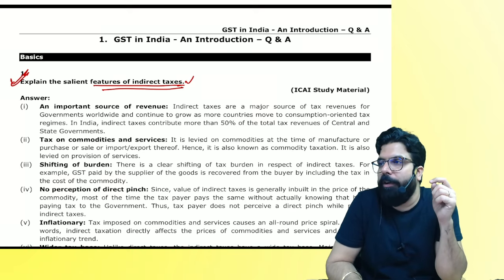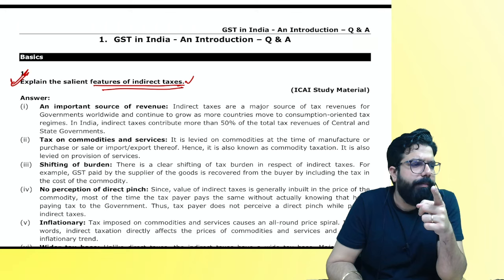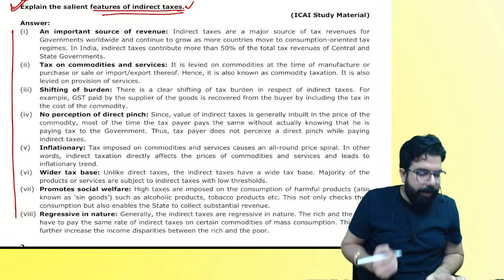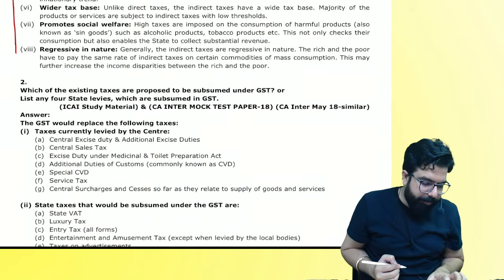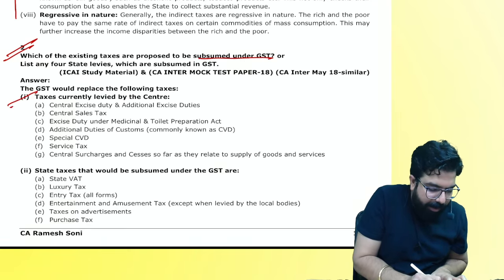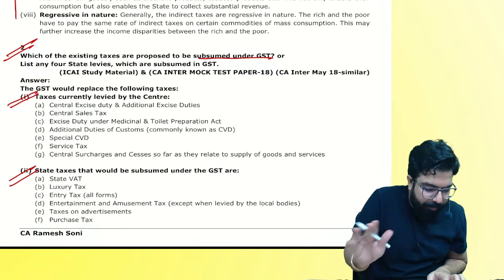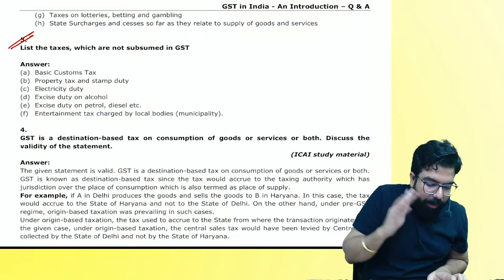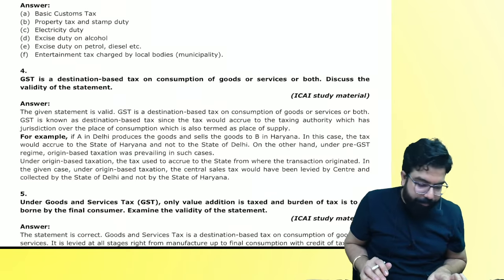Did I already explain you? Did I already explain you all of them? Yes, everyone. Next. What are the taxes which are subsumed? Did I tell you about central taxes and state taxes which are gone? Yes. Did we already discuss, everyone?